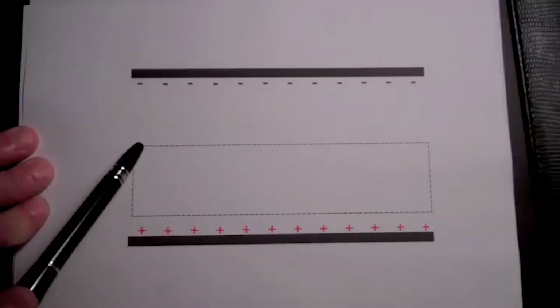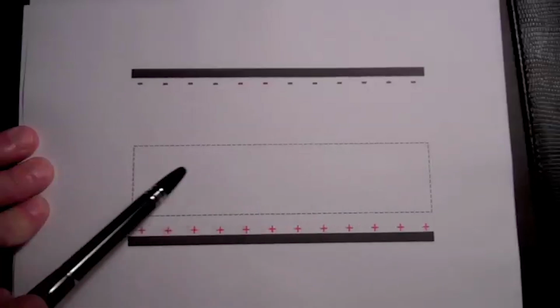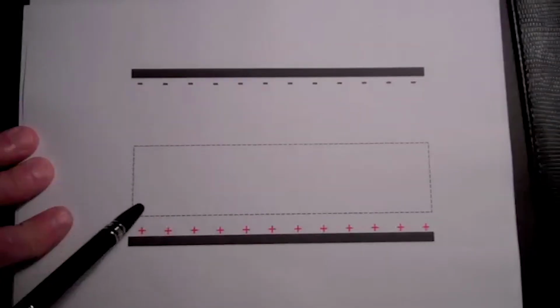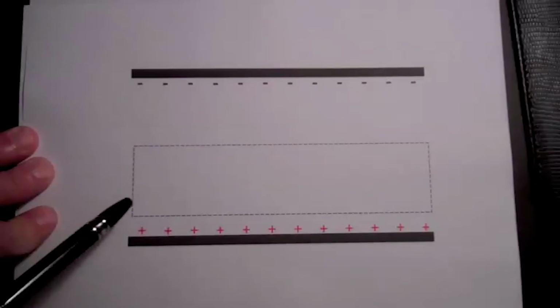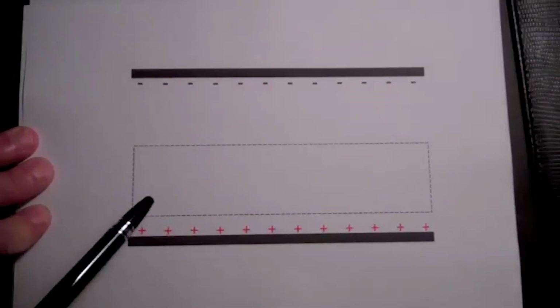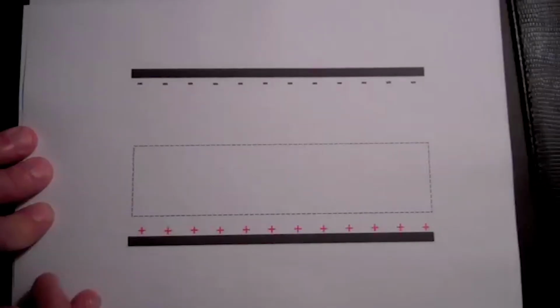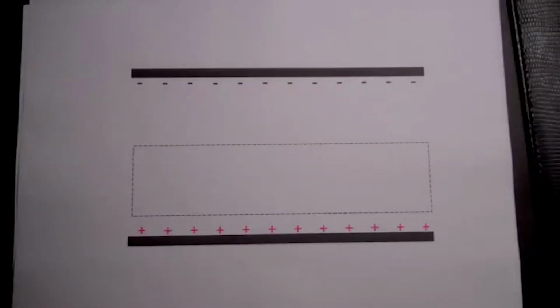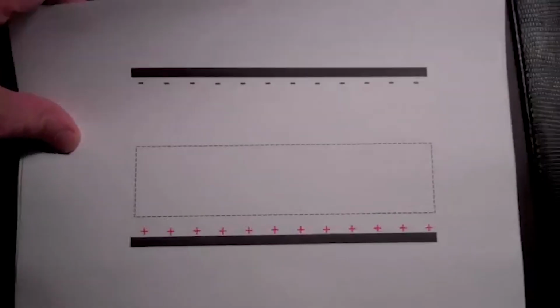If we put a closed surface like a box, and I'm showing a cross section of that, in between the plates, there is no charge within that closed box, either free or bound charges. Now let's place a dielectric between those two plates.